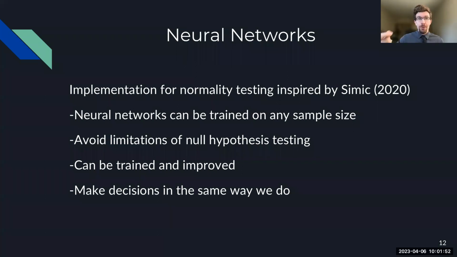They can be trained and improved. There is no endpoint to a neural network. You can continually change and make it better and better. And they use pattern recognition, which is very similar to how we make decisions, which is an incredible benefit to be able to share a decision with the test you're using.